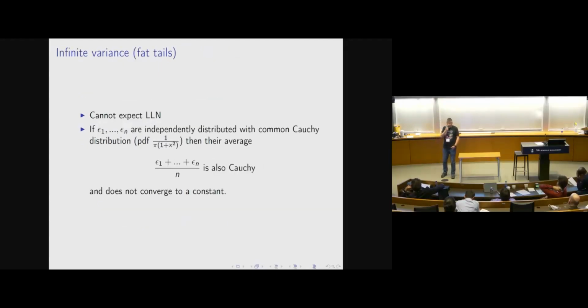What if you have fat tails? With fat tails, it's problematic. With fat tails, the law of large numbers doesn't hold. Suppose we have a Cauchy distribution. This is the PDF. Then epsilon 1 plus ... plus epsilon n divided by n is also going to be a Cauchy. Okay, so it means it's not constant. It's a random variable, it doesn't converge. So infinite variance of fat tails is one example where micro shocks are going to have macro consequences, at least for the simple averages.